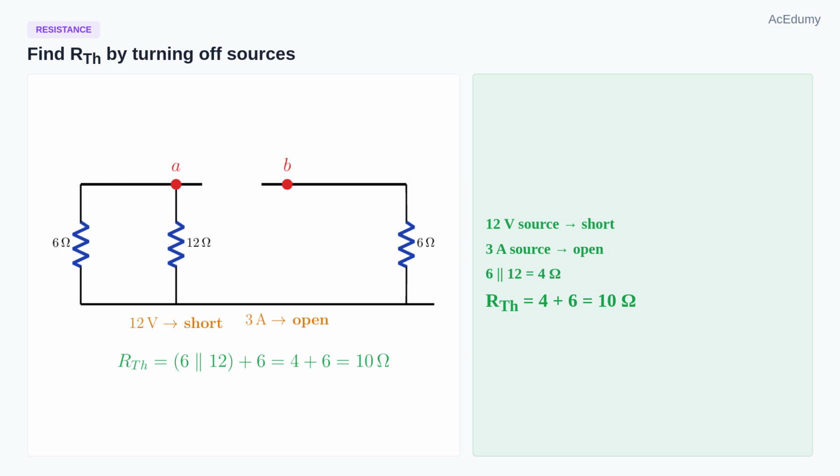To find Rthevenin, turn off the independent sources. The 12-volt source becomes a short circuit and the 3-amp current source becomes an open circuit. Looking between A and B, the left side is 6 ohms in parallel with 12 ohms. That parallel part is 4 ohms. From B to the bottom node, there is another 6-ohm resistor in series with that result. Therefore, Rthevenin is 4 plus 6 equal to 10 ohms.